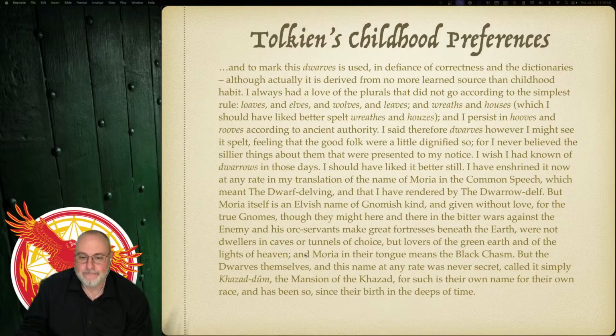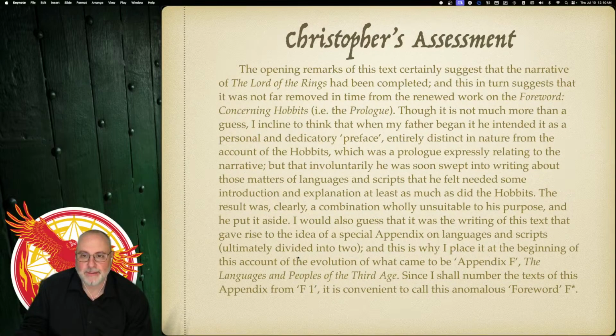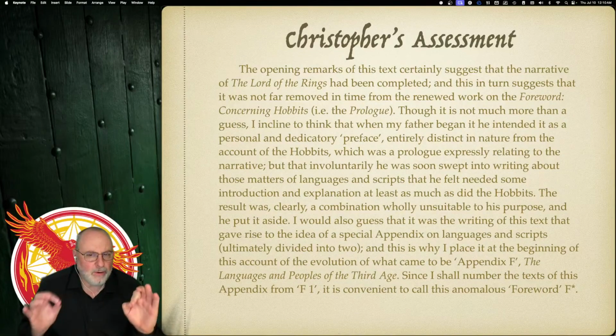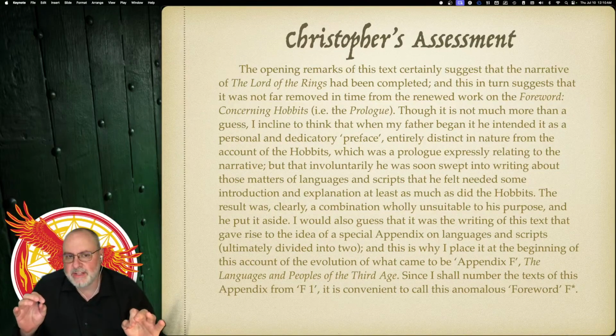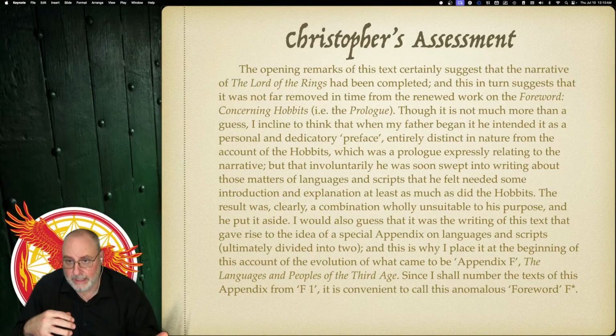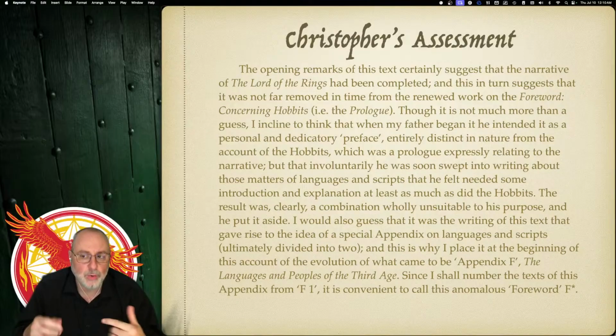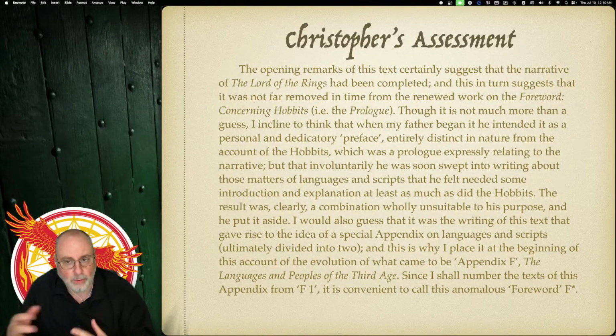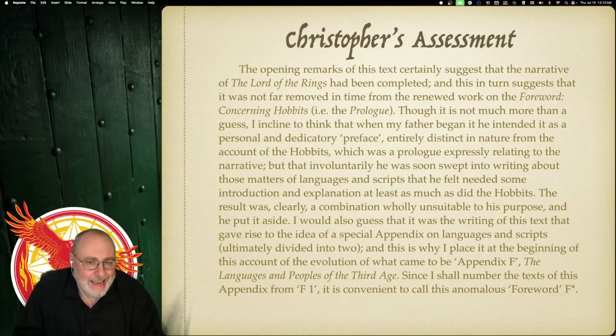Okay. Let me move ahead. I'm almost done. Christopher's assessment. The opening remarks of this text certainly suggest that the narrative of The Lord of the Rings had been completed, and this in turn suggests that it was not far removed in time from the renewed work on the foreword concerning hobbits, i.e. the prologue. Though it is not much more than a guess, I incline to think that when my father began it, he intended it as a personal and dedicatory preface, entirely distinct in nature from the account of the hobbits, which was a prologue expressly relating to the narrative.